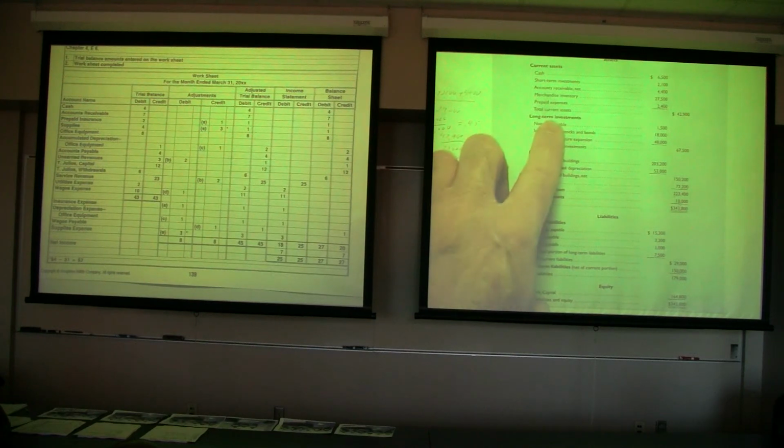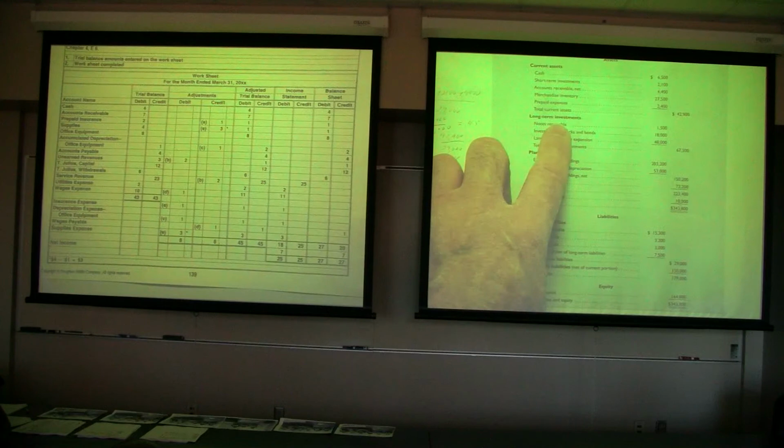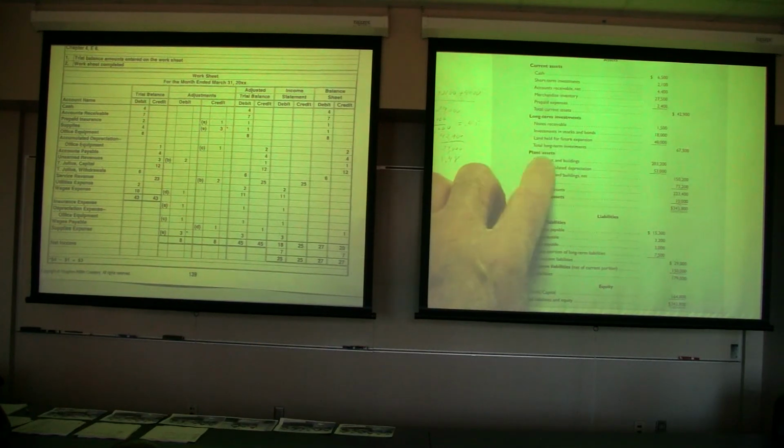It's greater than a year. It's 2 years. Long-term investments are investments, like here they have a note receivable, land held for future expansion. So they're long-term assets that are not used in the business. Plant assets are also long-term, but they are used in the business, like equipment, land, etc. Intangible assets are assets that confer rights, such as a copyright, a patent, that sort of thing.